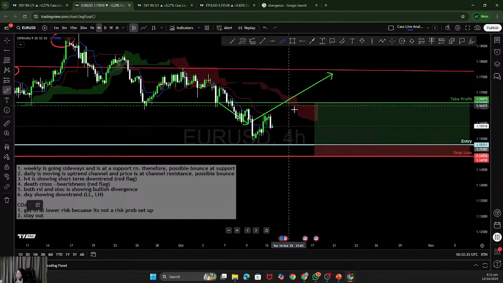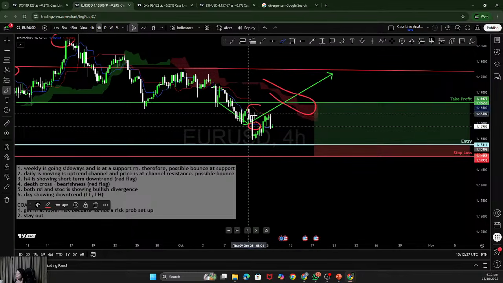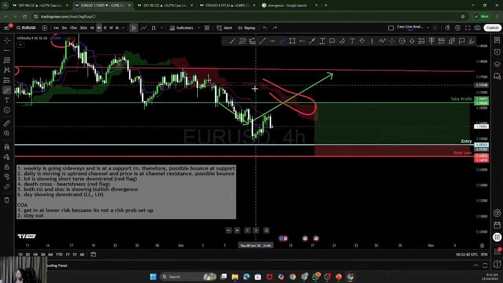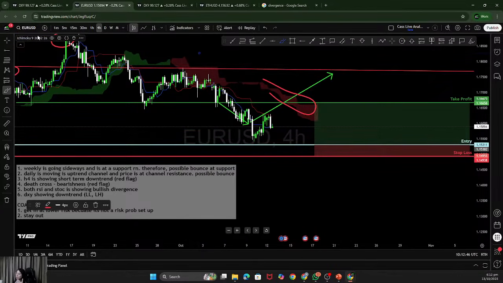Not only is price moving under the cloud, the blue is also moving under the red. The blue and red are some kind of moving average. The settings for this moving average are basically 26 and 52, the lagging span and the baseline. So it's basically saying that it's a downtrend.